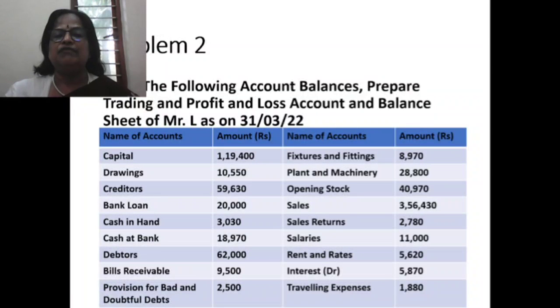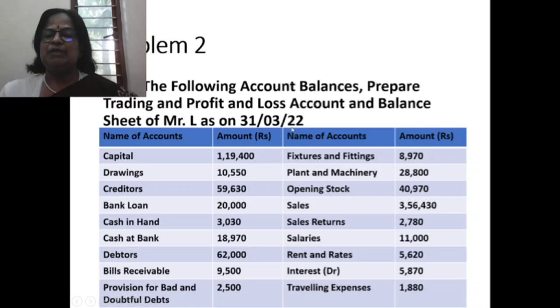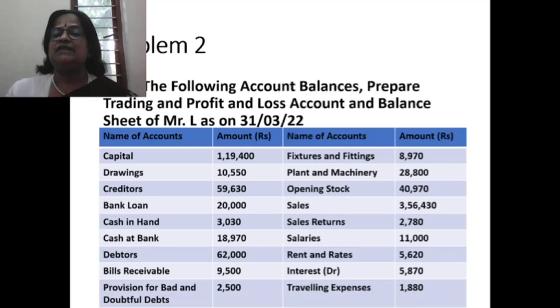Now the second problem: from the following account balances, prepare trading and profit and loss account and balance sheet of Mr. L as on 31/3/22. Please remember, it's not a trial balance. These are the account balances. Most of the students I have seen in my 30 years of teaching experience will not read that properly. They will think that these are ledger balances, and on that basis they will start doing it.